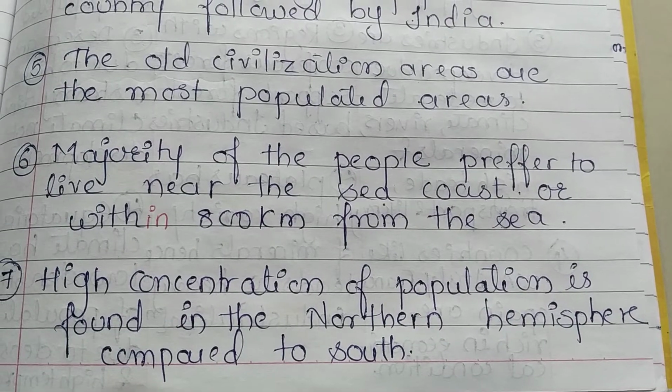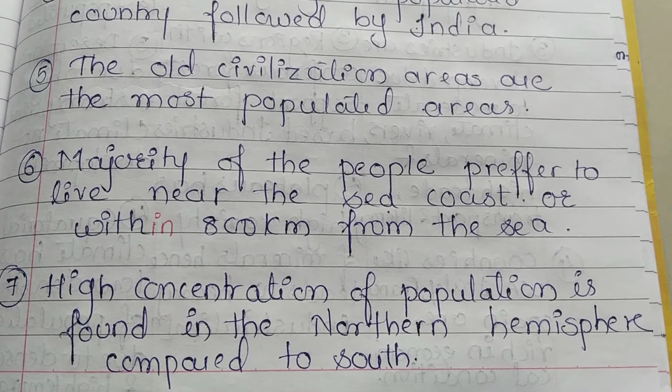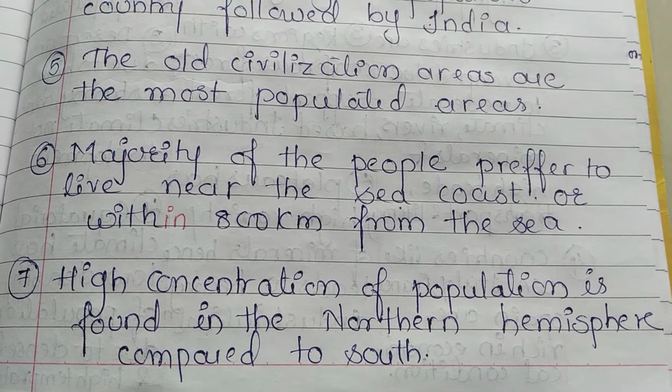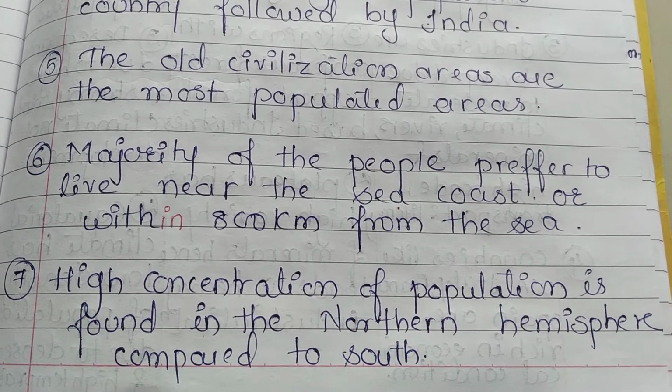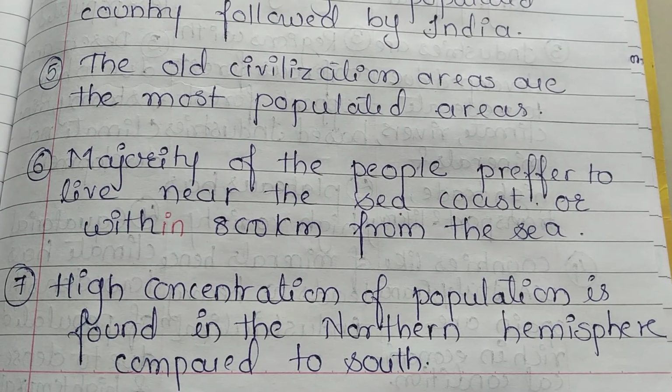High concentration of population is found in the northern hemisphere as compared to the southern hemisphere. So the northern hemisphere of the earth is highly concentrated as compared to the southern hemisphere of the world or the earth.